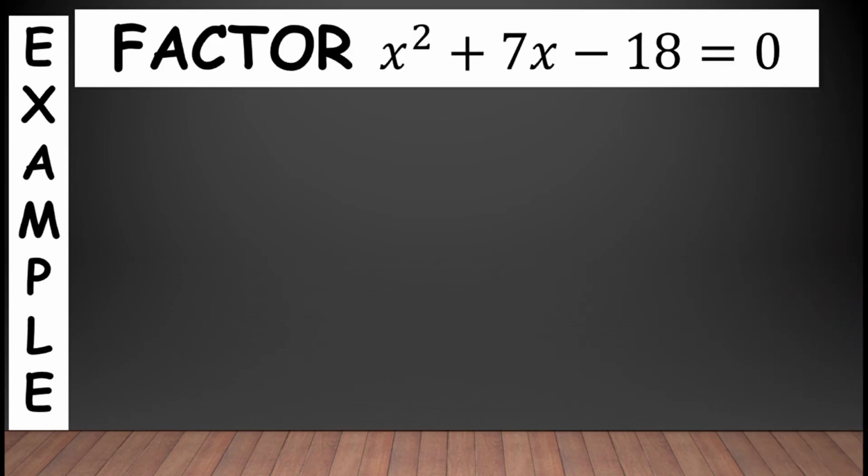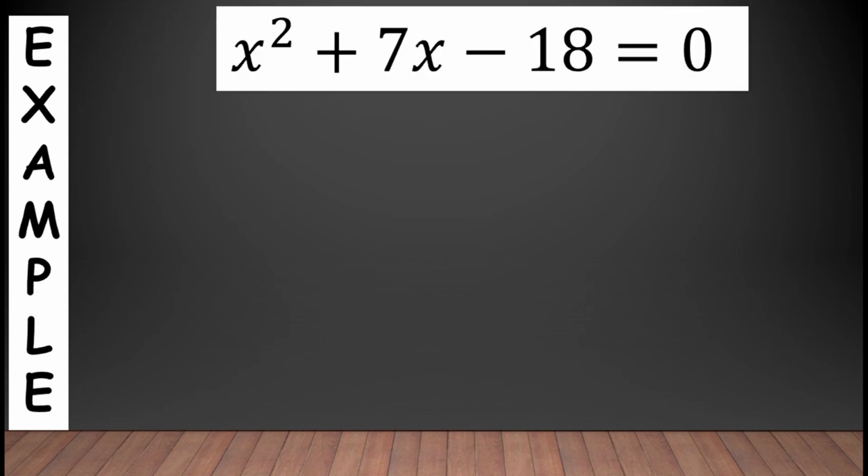Factor x squared plus 7x minus 18 equals 0. What would be its solution? X squared plus 7x minus 18 equals 0 is a kind of quadratic equation that is factorable. But of course, in this case, we will utilize the guess and check concept. Our quadratic term has a numerical coefficient of 1. So for us to utilize the guess and check process, we will think of the possible factors of negative 18.